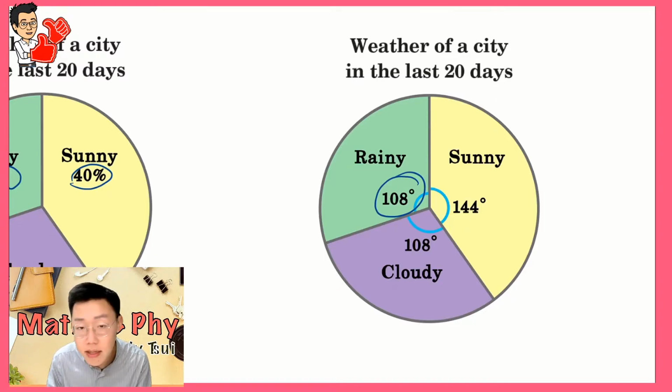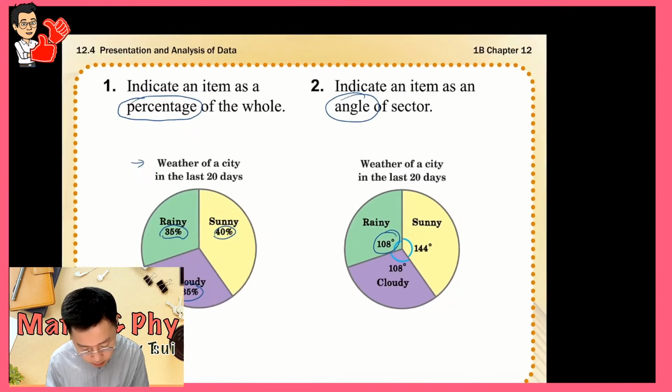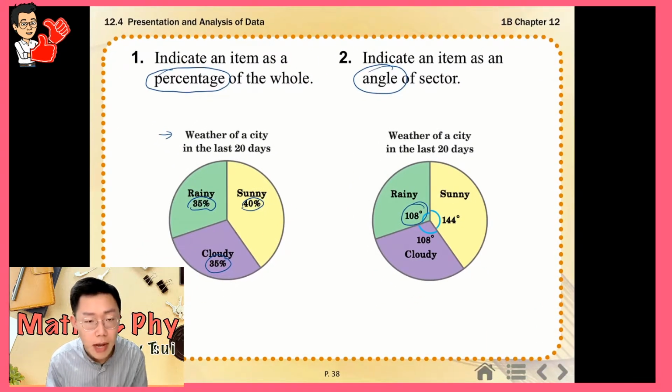For rainy days, it equals 108 degrees. For sunny days, it equals 144 degrees. So here you can see different types of pie chart. The left hand side uses the percentage, and the right hand side uses the angle.